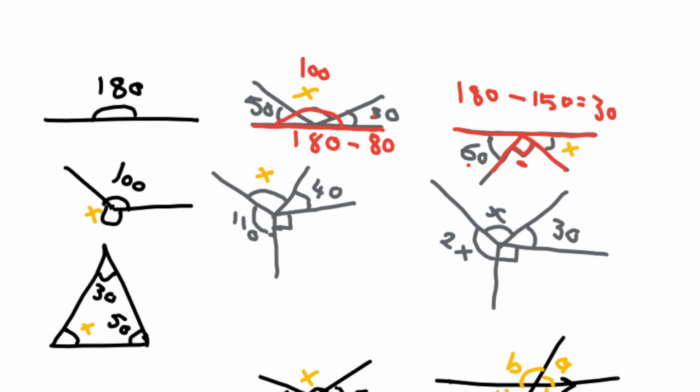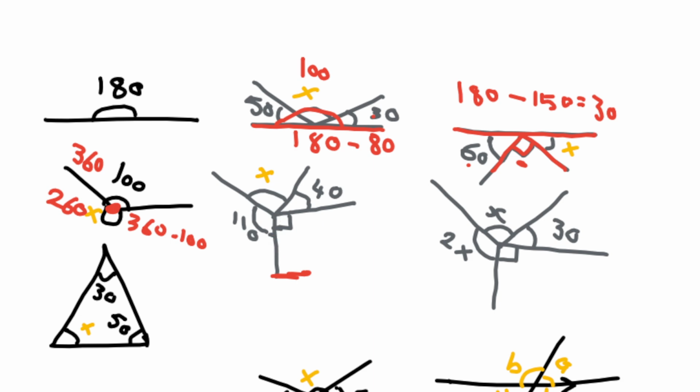Now for a point, they add up to 360. So since this one is 100, this one is going to be 360 minus 100, which is 260. So x is just 260. It's a nice question.